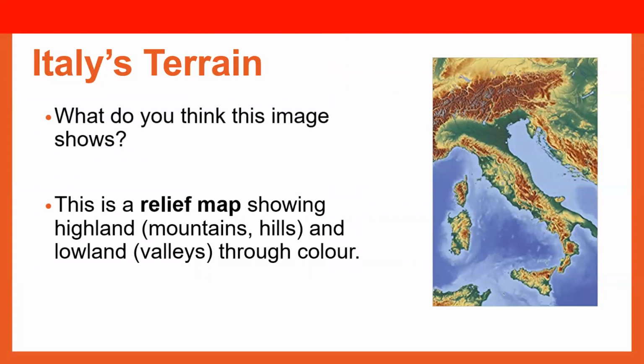Okay, so this is a relief map and it shows the highland, so mountains and hills, and the lowland, the valleys, through different colours. So we can see, what do you think Italy has more of? I'm going to give you a moment. What does Italy have more of? If you need some time, you can pause the video.